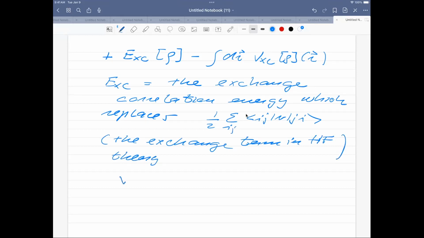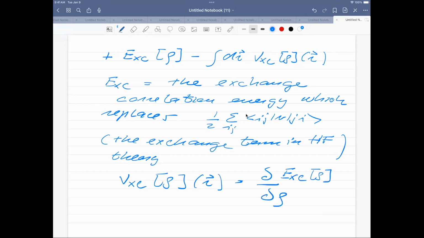So this V exchange, which we have set up here, which is a functional of the density and also a function of R, is given by the functional derivative of this exchange energy with respect to rho. Now, what we are going to use is that this exchange energy is the same as the local density approximation we got from the homogeneous electron gas.